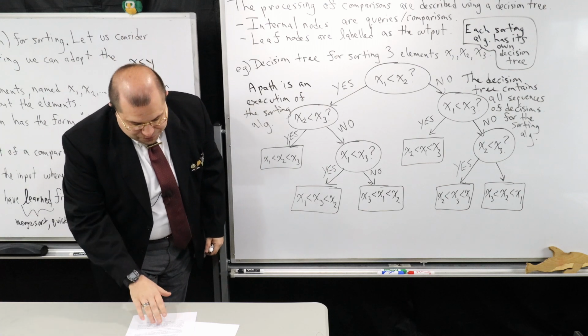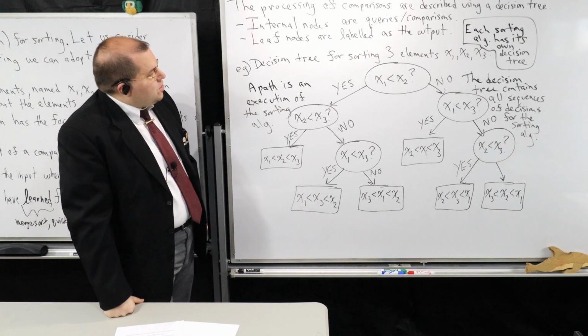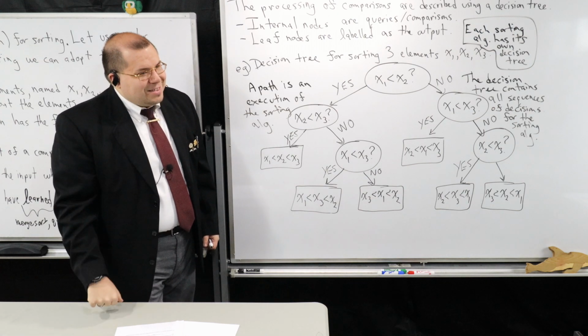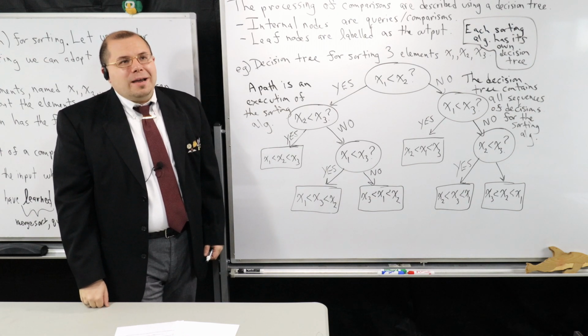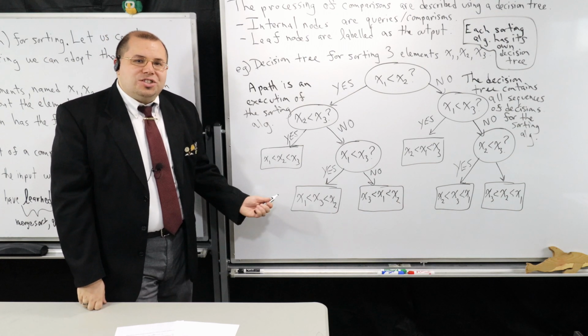So I have a question for you. If I wanted to determine the worst case scenario, like we would before with any one algorithm, so just with one algorithm, what would that correspond to in this tree?